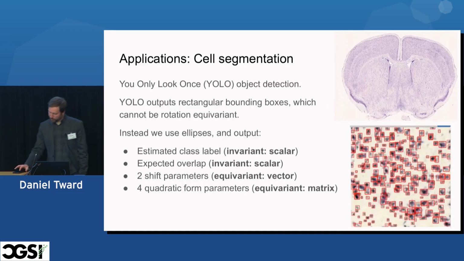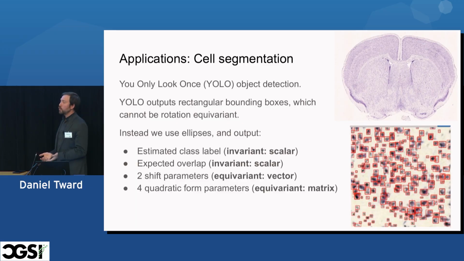One more example I wanted to show quickly before I wrap things up is the idea of cell segmentation. So we use the YOLO model, the You Only Look Once object detection framework. This is a sequence of filters applied to your image such that the output gives you a bounding box. For each bounding box, it gives you a translation vector, so where should it be located, some scaling vectors, how big should it be, as well as some information about the cell type. Now, a rectangle cannot be rotation equivariant because if you rotate a rectangle, you get a diamond, which isn't a rectangle.